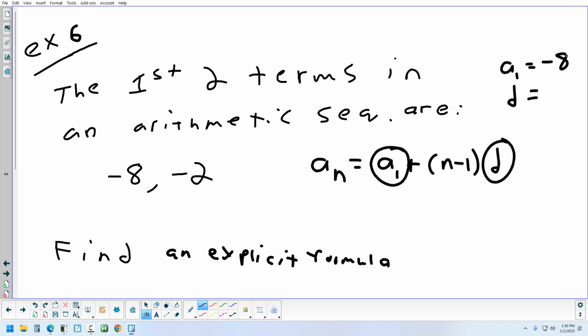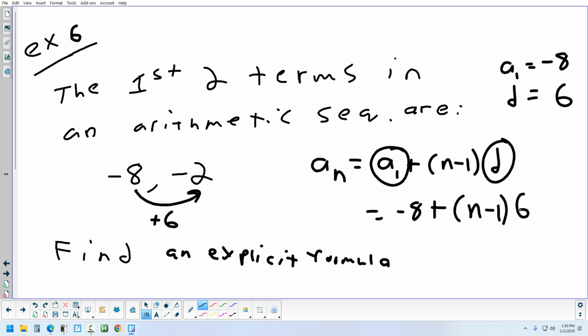d is what you add each time. So you have to figure out what you add to get from negative 8 to negative 2. d is 6. So now fill those in. First term is negative 8, and d is 6. And then combine like terms. What's 6 times n? 6n. What's 6 times negative 1? Negative 6. But then you also have another negative 8. Negative 14.